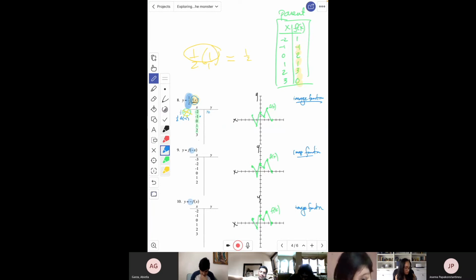So once you finish this page, 8, 9, and 10, raise your hand in teams, and we will go over this page. But keep going, keep moving forward.